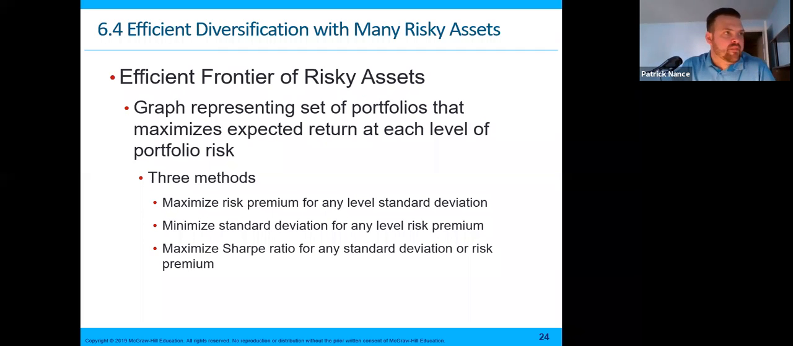Okay, now we're going to talk about the efficient frontier of risky assets. We're going to look at a graph that represents portfolios that maximize expected return at each level of portfolio risk. So three methods. We have maximize risk premium for any level of standard deviation, maximize a standard deviation for any level risk premium, and maximize a Sharpe ratio for any standard deviation or risk premium.